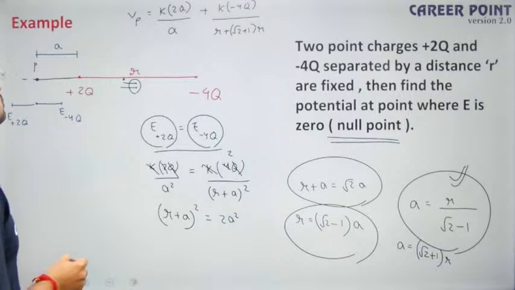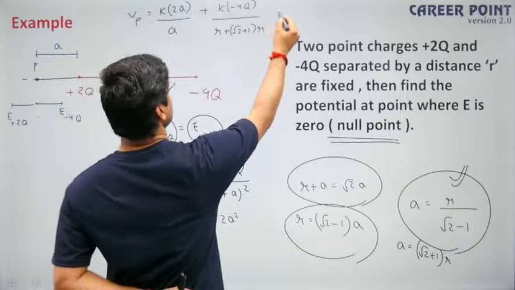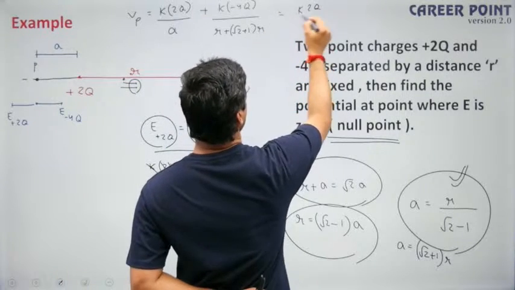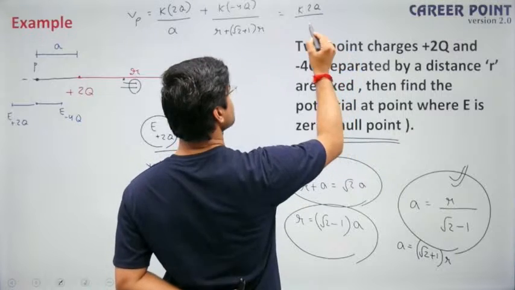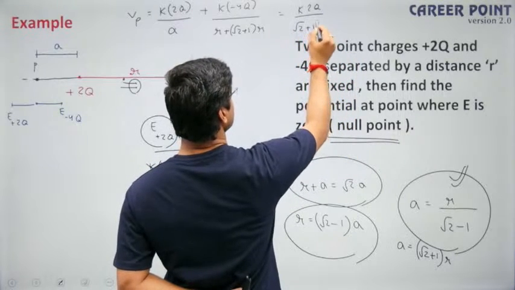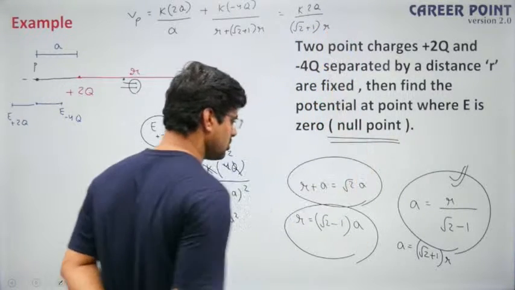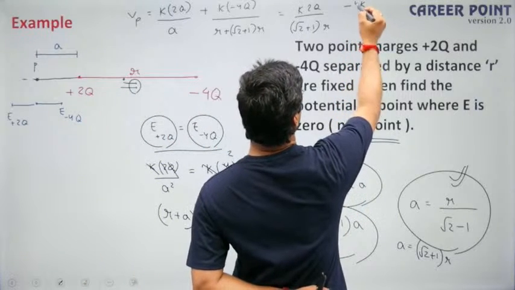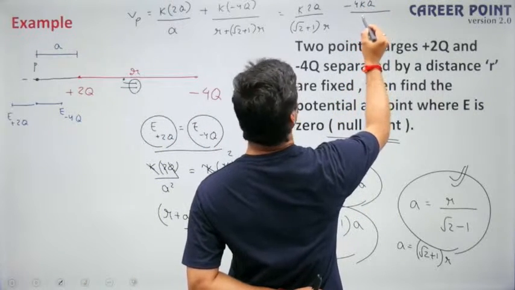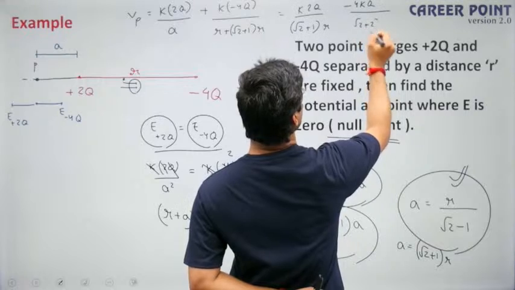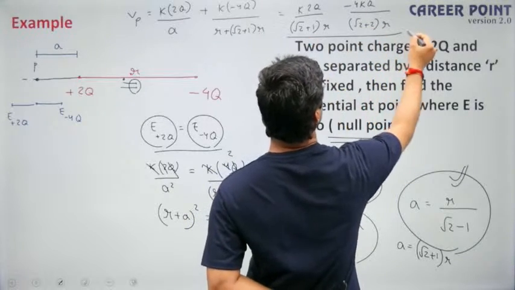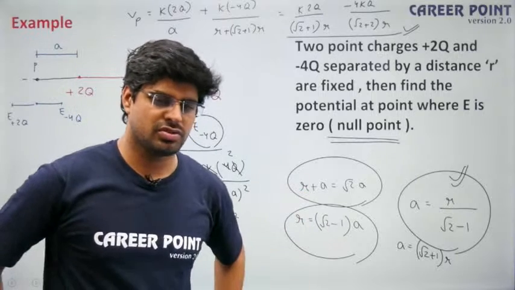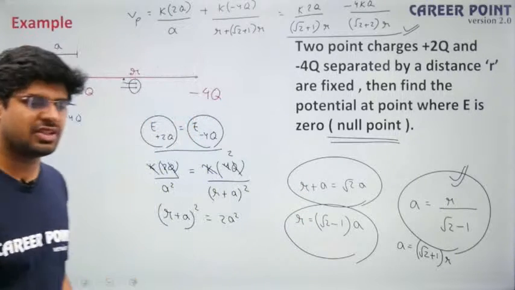So this is going to be the potential, or you can say K 2Q divided by root 2 plus 1 into R, minus K 4Q divided by root 2 plus 2 into R. So this is going to be the potential. Is that clear? No problem. Calculate on your own. Let's proceed further.